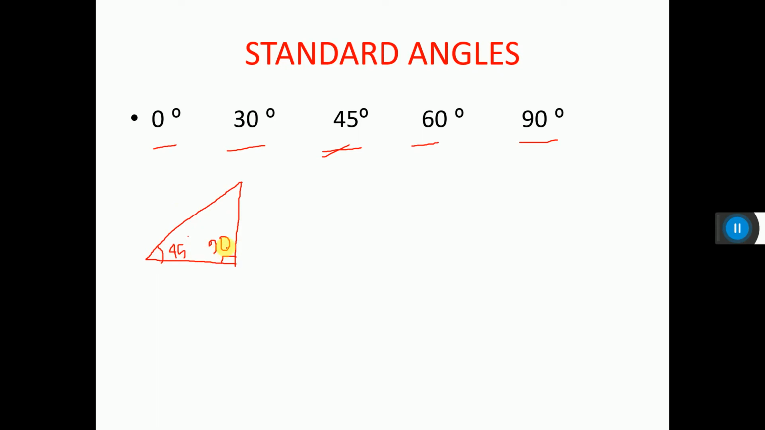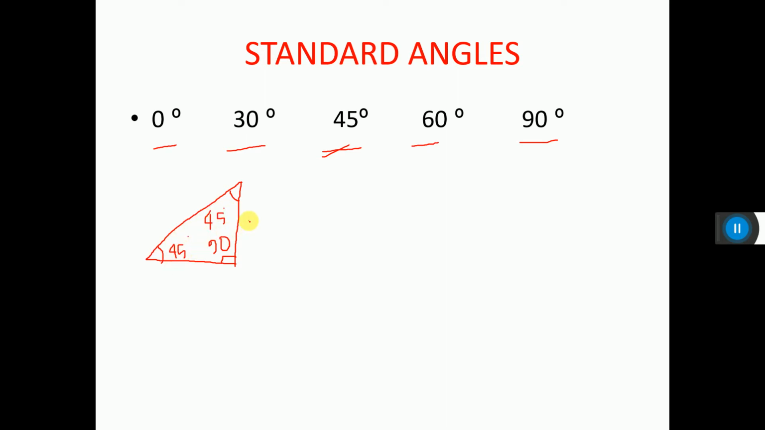Three angles make 2 right angles. So one right angle is there, so the other 2 angles, this plus this, will be 90 degree. So this angle will be 90 minus 45, that is 45. Now since these two angles are equal, their opposite sides are also equal.